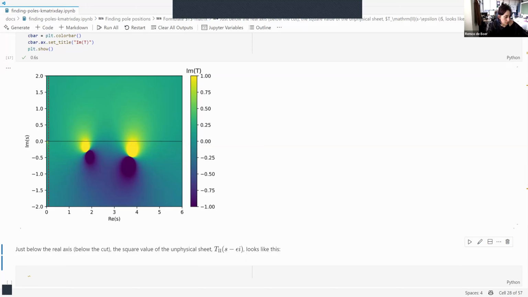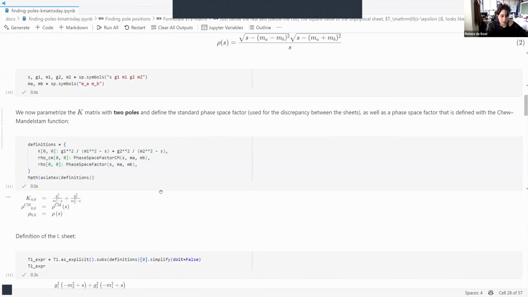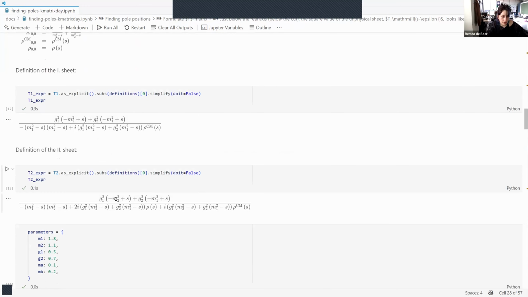So you might remember that we defined our T2 expression, this one here. So when does this have a pole? This is basic analysis. This expression explodes if the denominator goes to 0. So what I essentially want to do is to find the zeros of this denominator. And then I have the position, the S, where this function explodes, and therefore I have my pole position.